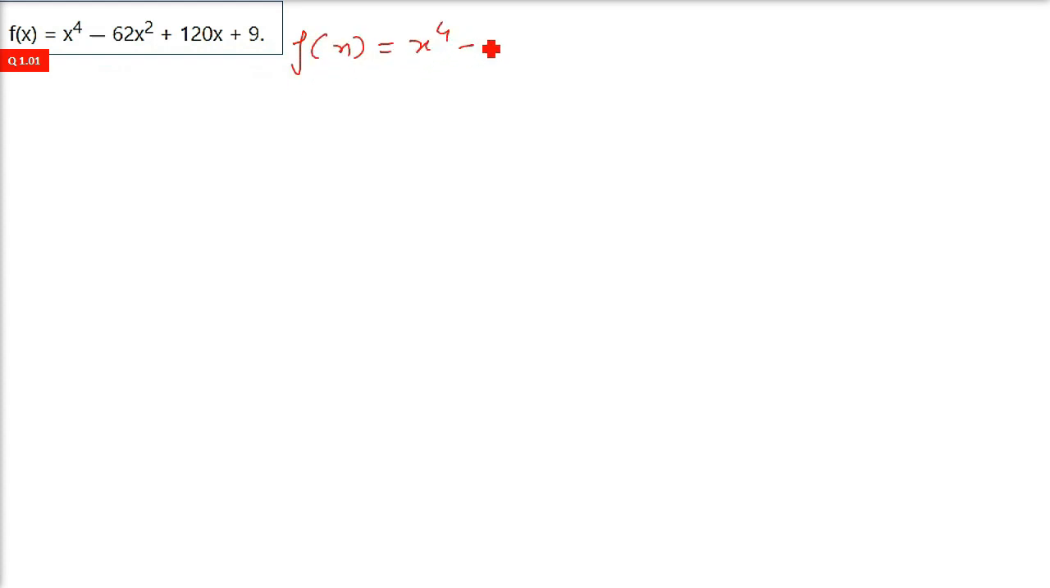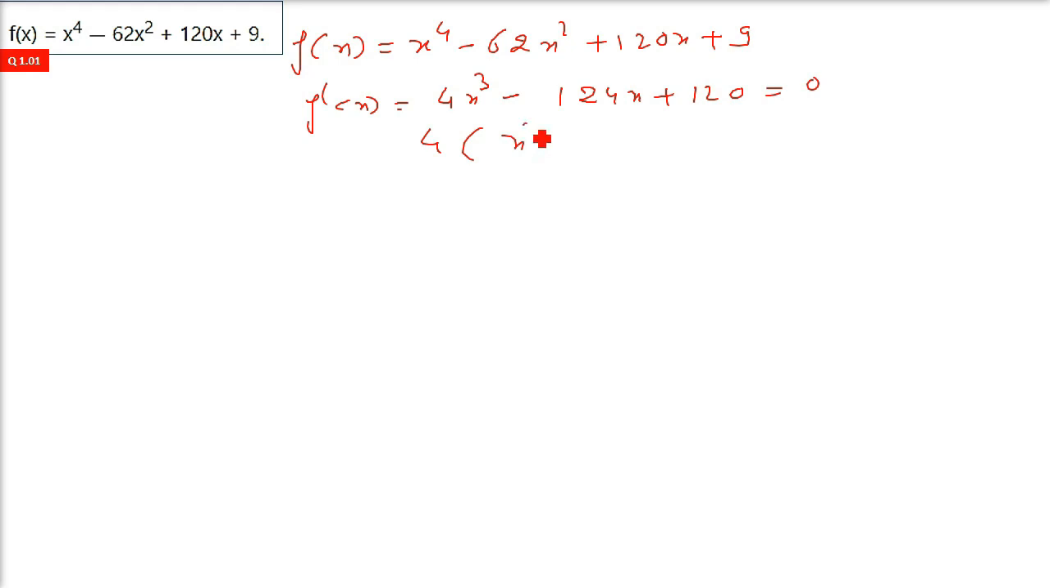f(x) is equal to x raised to 4 minus 62x square plus 120x plus 9. Next one is the differentiation. So I'm differentiating it: 4x cube minus 62 into 2 is 124x plus 120. This is a normal differentiation. We'll take 4 common: x cube minus 31x plus 30 is equal to 0.